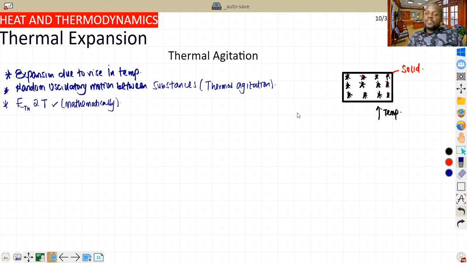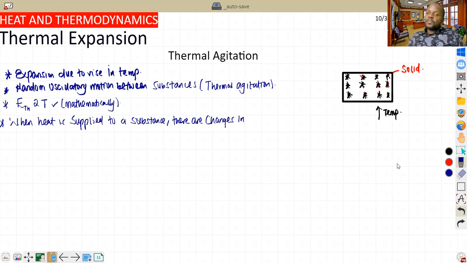My point is there are two things that change when heat is supplied to a substance. We can keep down another important note under that. When heat is supplied to a substance, basically there are changes. The first one, whenever you apply it to a substance, or it has been given to a substance, is what we call a change of phase.